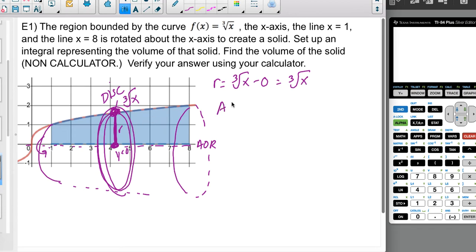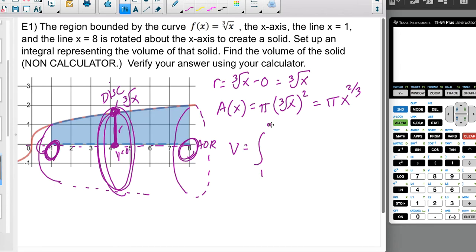The area of one disk is pi r squared, so there's my r squared, or I could write this as pi x to the 2/3, right? That means that to find the volume, I'm going to start at the first CD and end at the last CD. So I'm going to integrate from 1 to 8 of pi x to the 2/3 dx. Now this is math I can do by hand, which is why it says this is non-calculator and verify on a calculator. I'm going to go ahead and yank the pi out in front and integrate from 1 to 8 of x to the 2/3 dx.